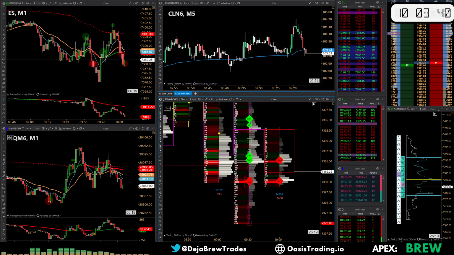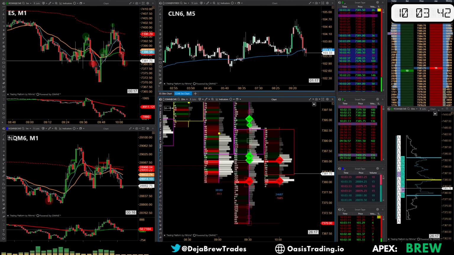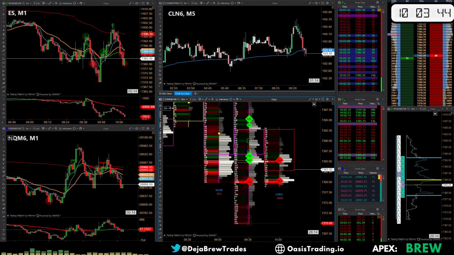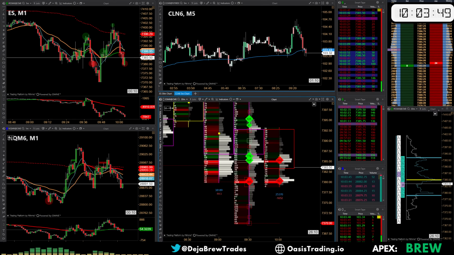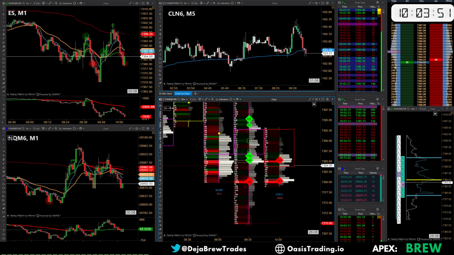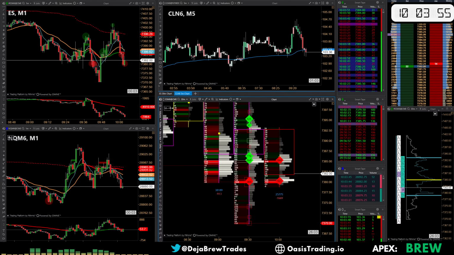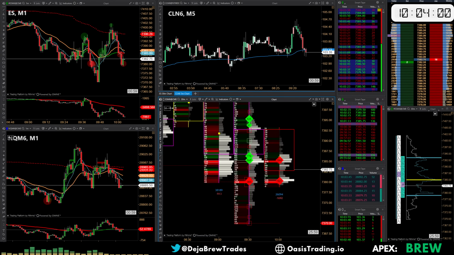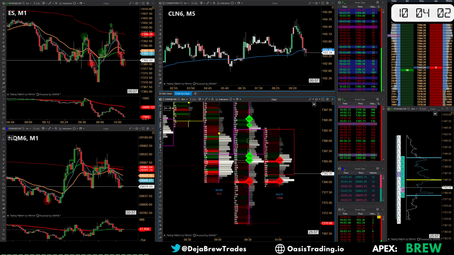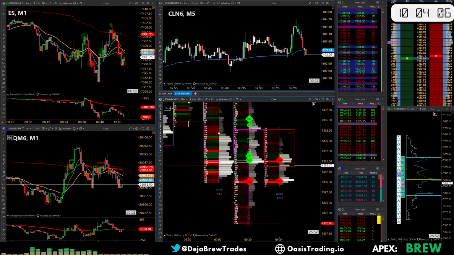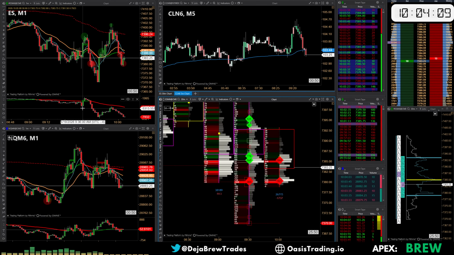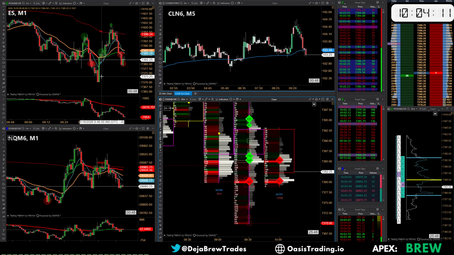VWAP targets being hit on ES. It's hard to say it's a VWAP trade on NASDAQ. It's more of just a rotation because they're not really respecting VWAP. It's mostly breaking VWAP on both sides. So I would say NASDAQ, more of just a standard rotation. ES, very clearly respecting VWAP. So here is your VWAP conservative target, probably also your aggressive target, depending on how aggressive you are.